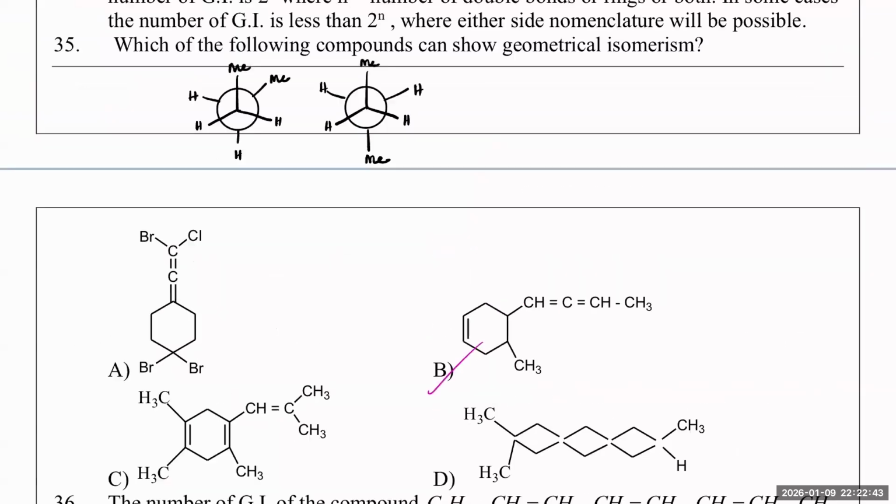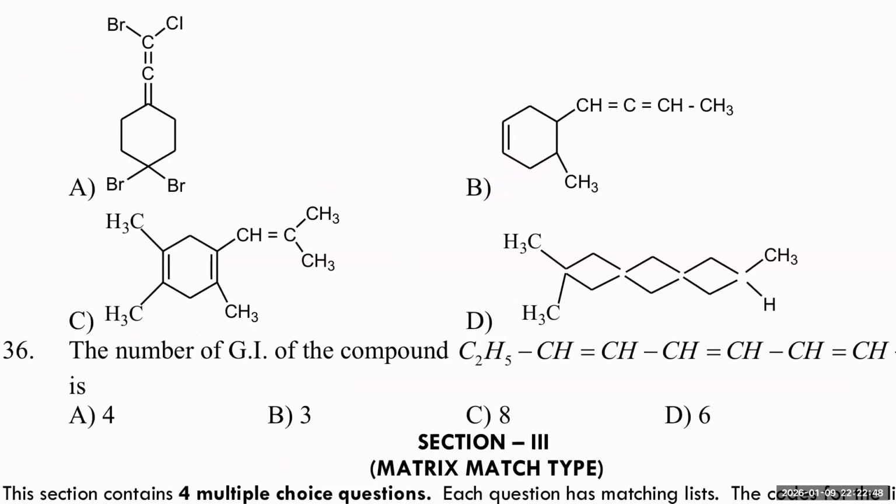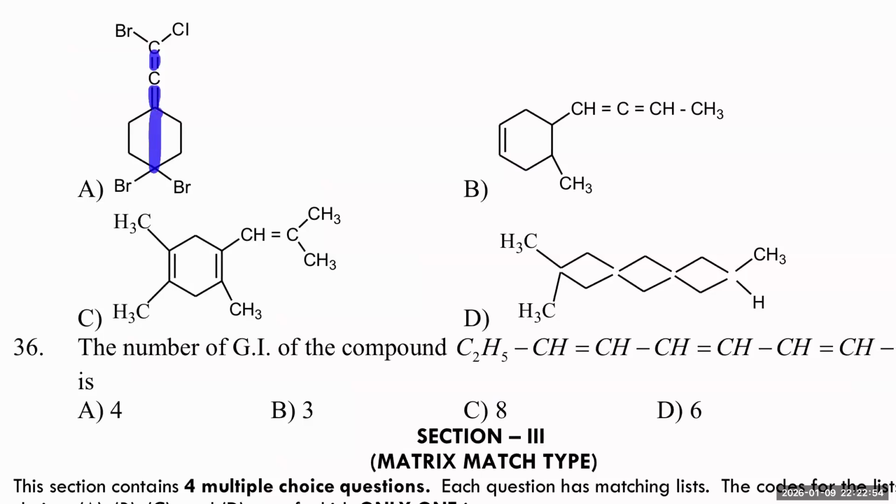Which of the following shows geometrical isomerism? So out of options A, B, C, D, we need to check geometrical isomerism. Okay, which can show. So now here you have 1, 2, 3. So there are 3 groups, but unfortunately here there are both bromines. Since there are both bromines, this bromine, chlorine, bromine, all of them lie on the same plane, everybody. It is like a pseudo allene.